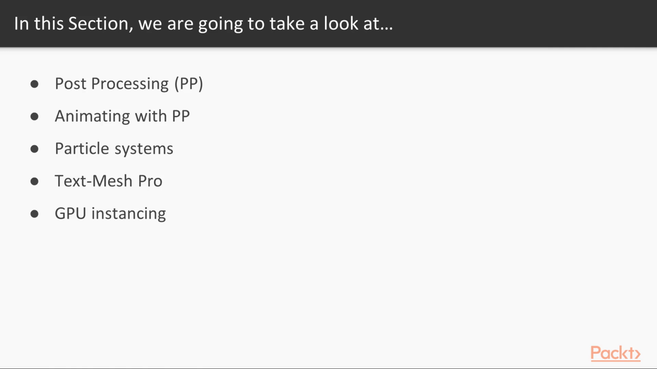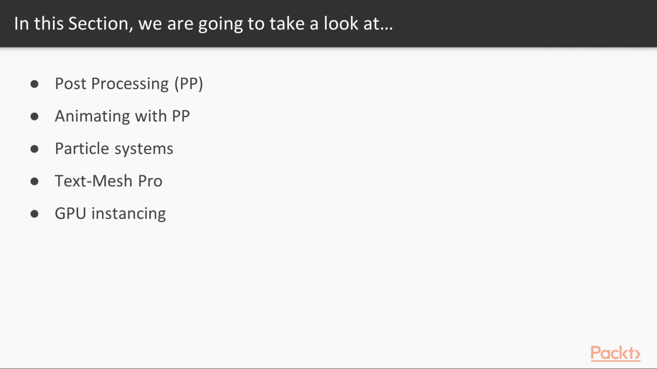So let's see what exactly we are going to deal with in this section. First of all, I'm going to set up a project and see how we can get started with post-processing. Then we will move on to animating post-processing through the Timeline tool. The next topic is particle systems. This is a feature that has been in Unity since forever and has been developed quite a lot recently. So it's just cool to have a quick update of what the particle system currently looks like.